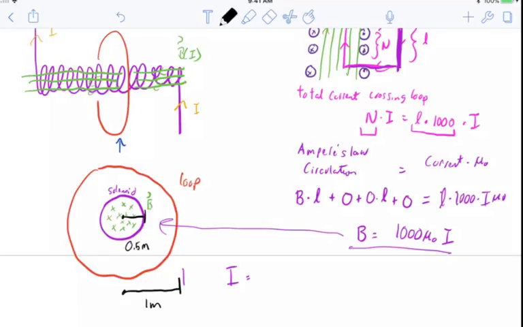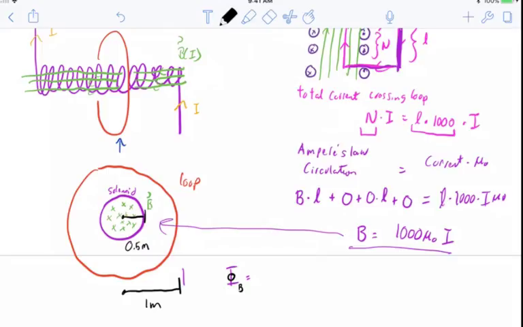Okay, so if I want to calculate the magnetic flux, which of those numbers should I use? Should I use the area of the solenoid, or the area of the loop? It's going to be B times that area. So which one do I use? The answer is, I care about the flux through the loop, but outside of the solenoid, there's no magnetic field, right?